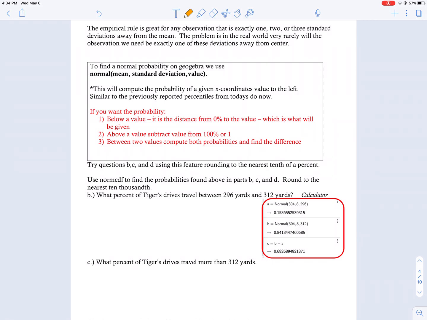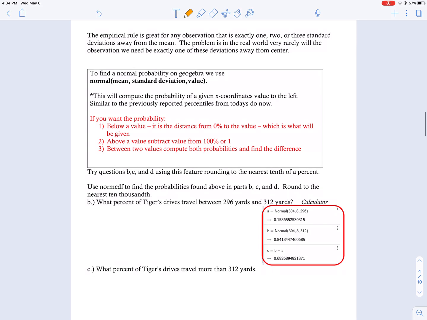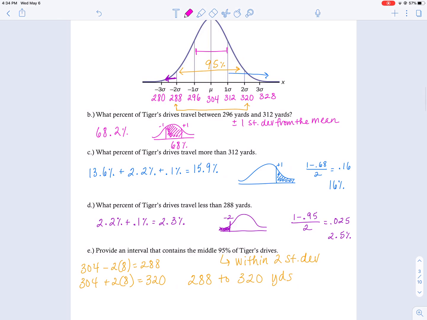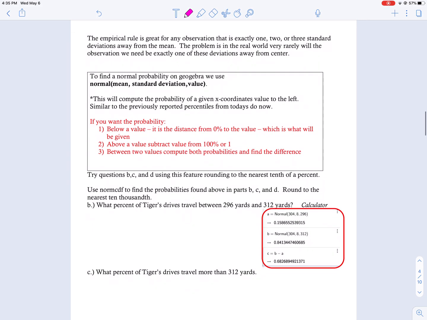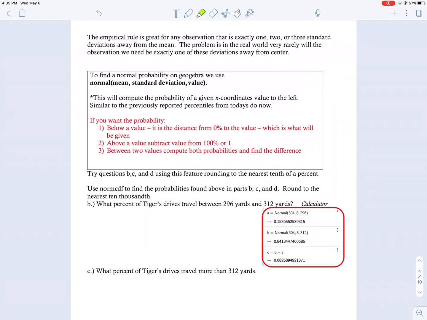So now let's look at another way we could do this. The empirical rule is great for any observations that are exactly 1, 2, or 3 standard deviations from the mean. If you notice, all the questions had to do with exact numbers above and below 1, 2, or 3 standard deviations. But what happens in the real world when it's not exactly 1, 2, or 3 standard deviations above and below the mean?